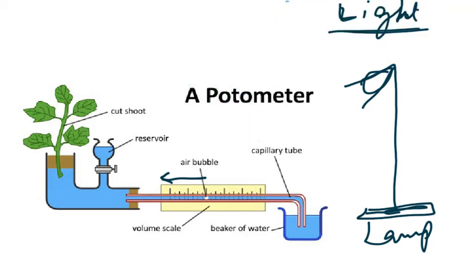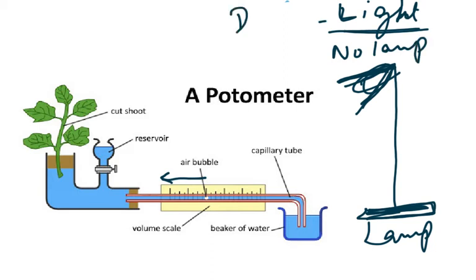Now the third factor that we need to study is the effect of light on the rate of transpiration. Now you place a lamp and then we study the rate of transpiration. So one will be with the lamp and then no lamp. So one in light and one in darkness.